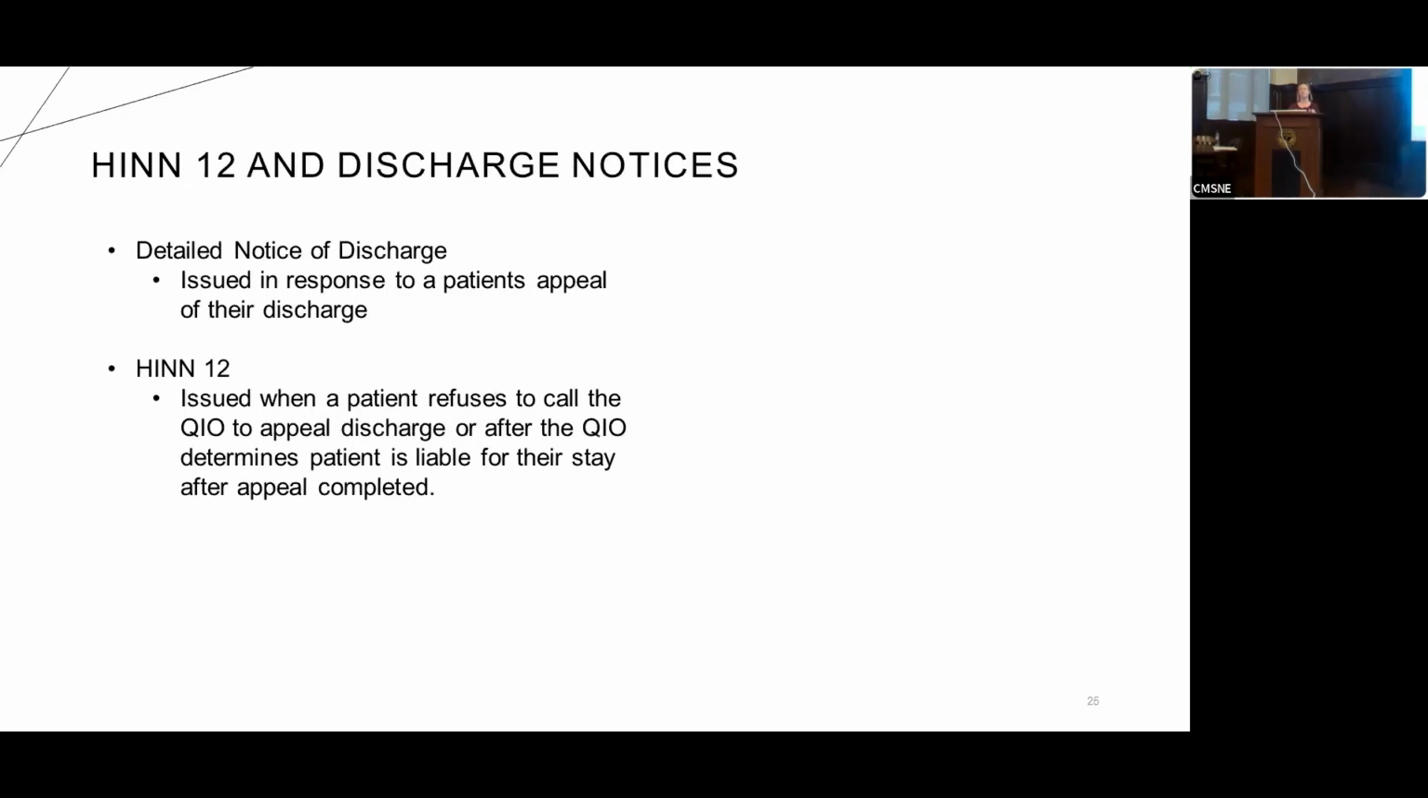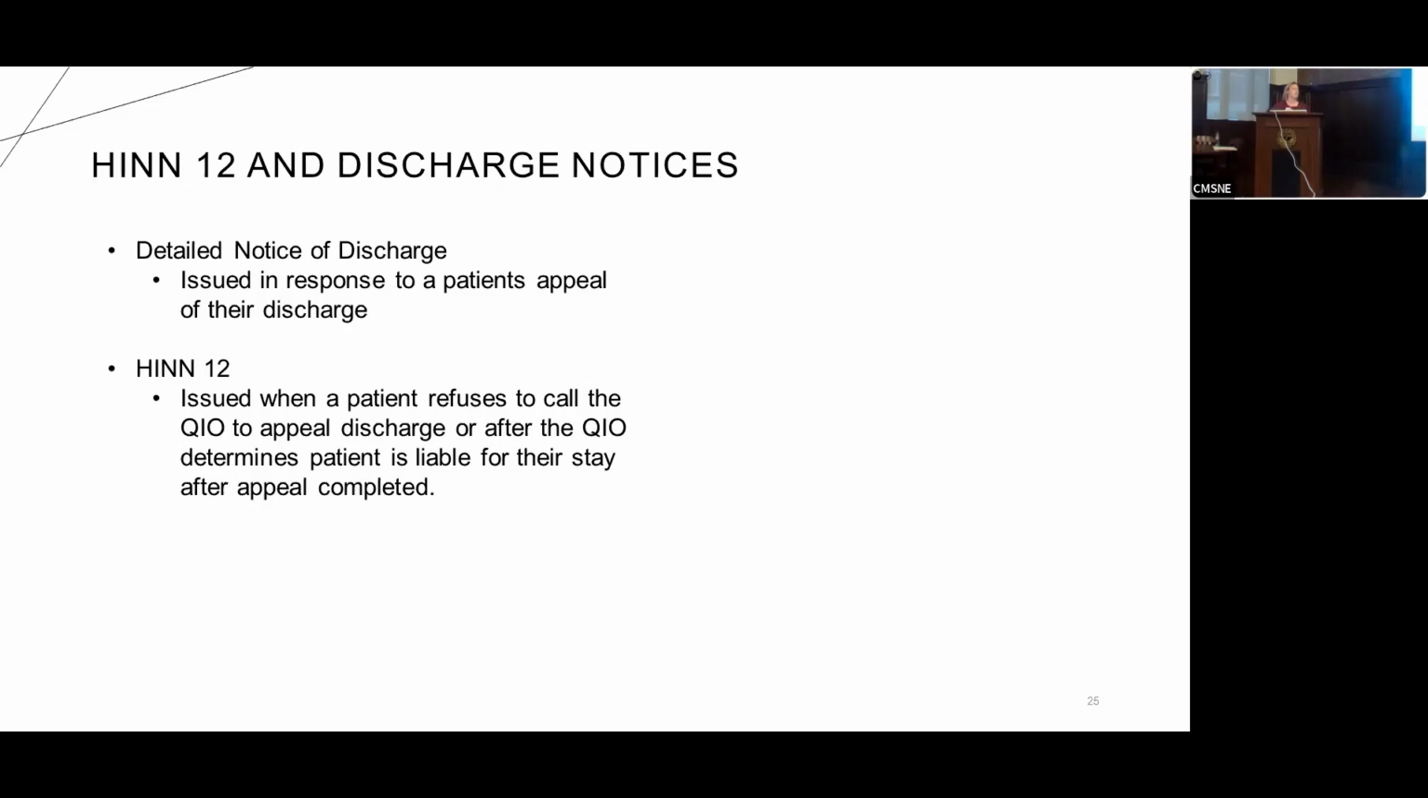So HIN 12s and discharge notices. Every inpatient Medicare patient is issued an important message from Medicare on admission, and then the follow-up is given within 2 days of discharge. If a patient does not want to discharge, they have the opportunity to appeal their discharge. They can call KEPRO, our local QIO, and ask them to appeal their discharge. They can say, I don't feel ready today. I don't want to go to this particular SNF. I want to wait. There's a bed someplace else tomorrow, and I want that one. I'm going to appeal my discharge.